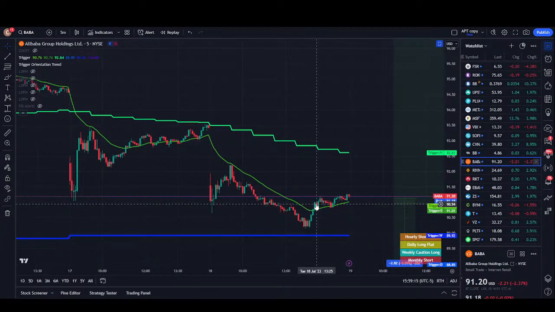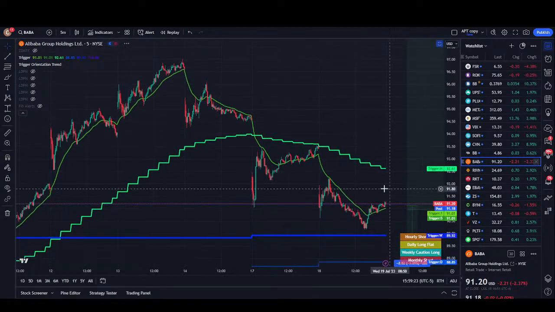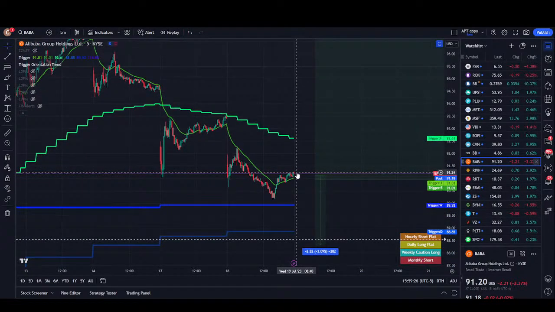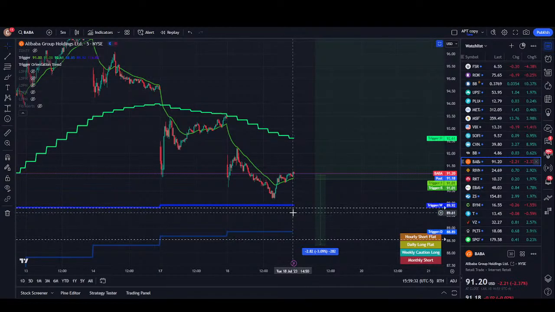But in general, if I get to take a position right above a trigger, then I'll just set the stop loss right away under the trigger. Or for example, if I'm buying here right now and I decide that my stop loss is going to be the weekly trigger, then I'll just set an alert like this and I'll stop out if that alert gets hit.